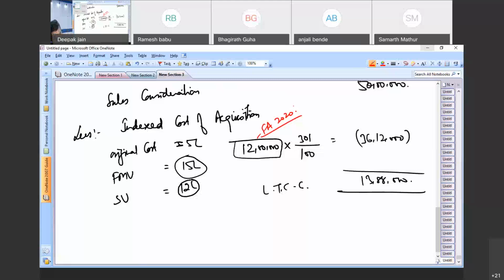What would be your answer if stamp value is 20 lakh? Good. Then 15 lakh shall be taken into consideration. Law says the stamp value cannot exceed the fair market value. So if stamp value is 20 lakh instead of 12 lakh, then 15 lakh shall be taken into consideration. Am I making sense? Yes, sir. This is the first amendment of capital gain.